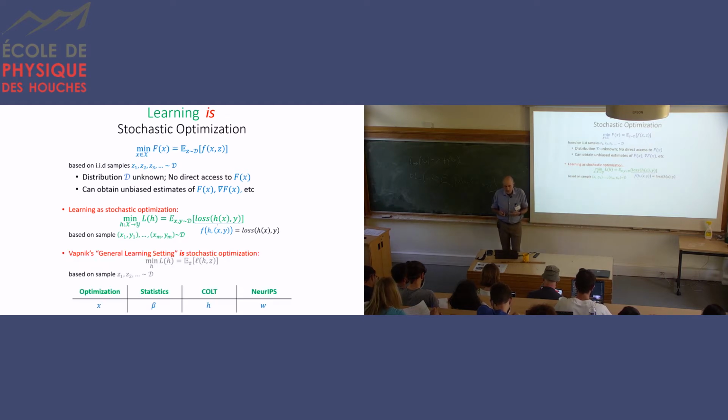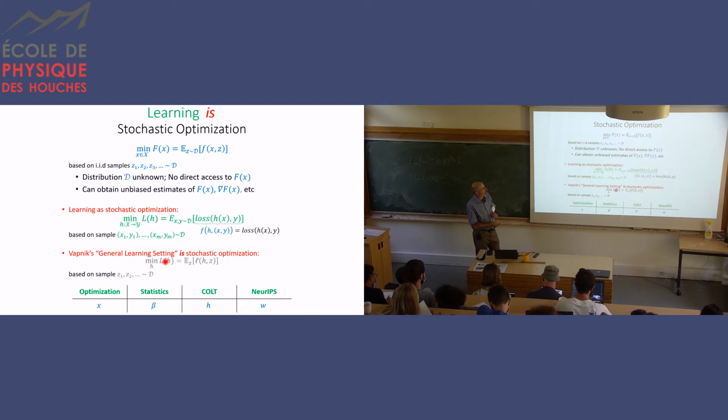You can also think about more general forms of learning. Vapnik, in his book, talks about a general learning setting, where instead of having predictors from x to y, you have a general object h and a general loss function over that object and over samples from z. And up to a change of notation, this is exactly the same as the stochastic optimization setting that's studied in the optimization literature.